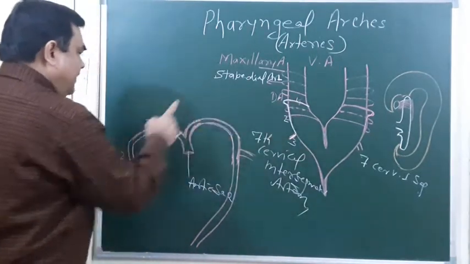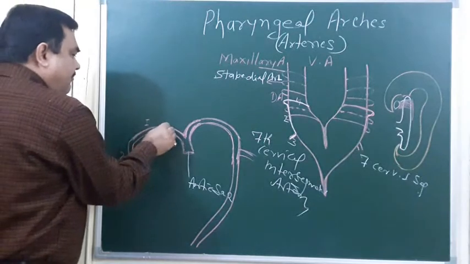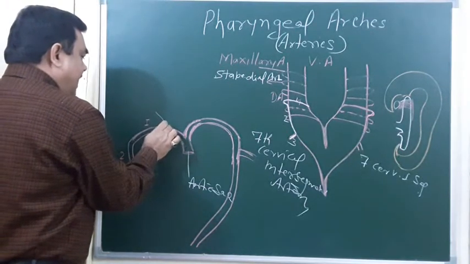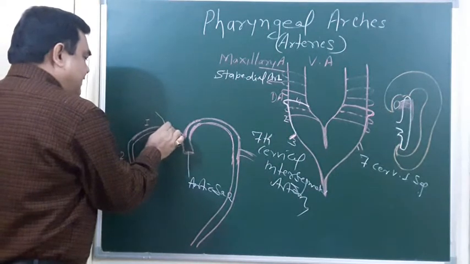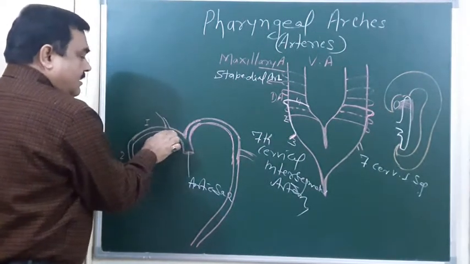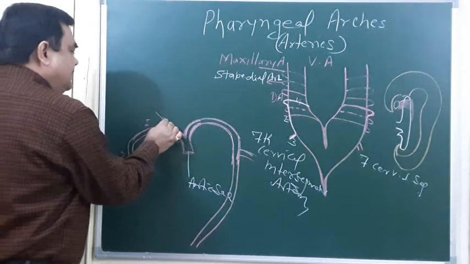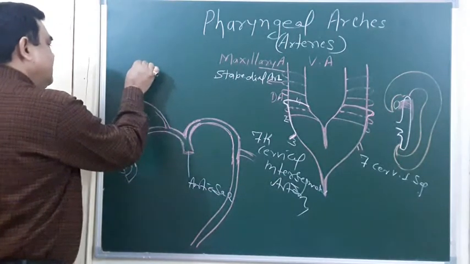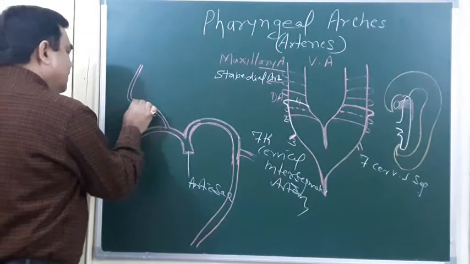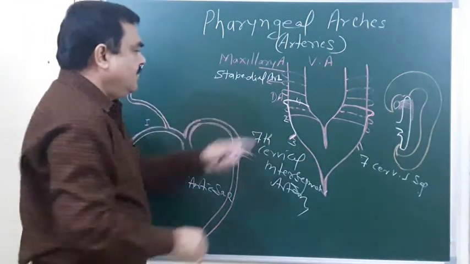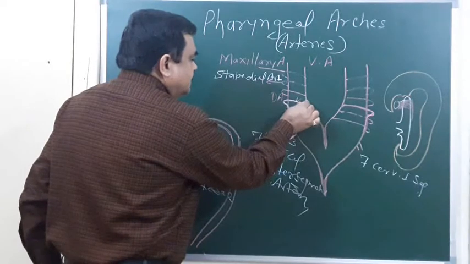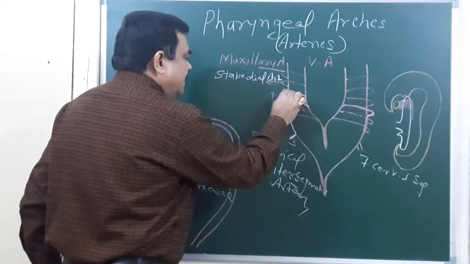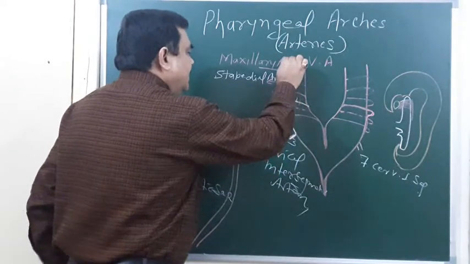This third arch artery on the right side forms the common carotid artery. This is the common carotid artery, which arises from the brachiocephalic artery. It also joins with the dorsal aorta. It joins with the dorsal aorta here and turns like this.